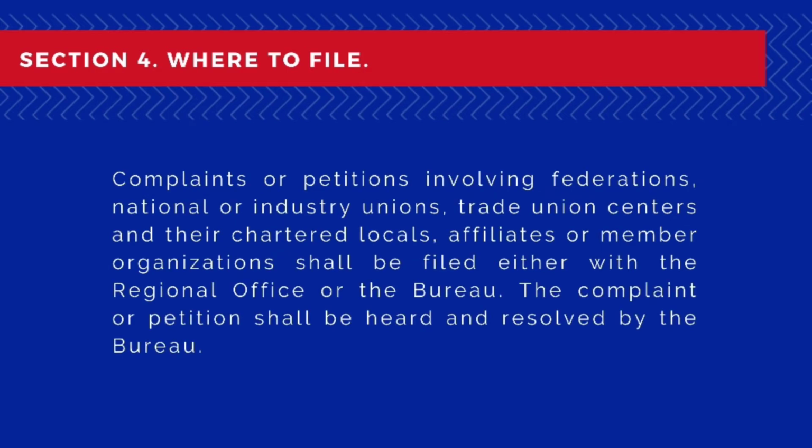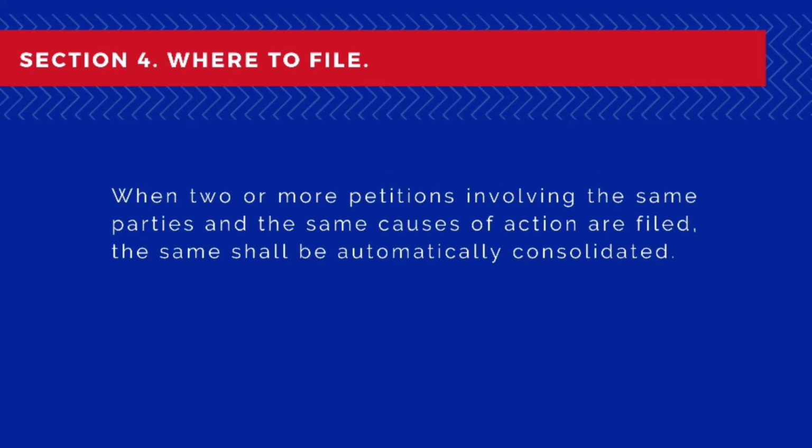Complaints or petitions involving federations, national or industry unions, trade union centers and their chartered locals, affiliates or member organizations shall be filed either with the regional office or the Bureau. The complaint or petition shall be heard and resolved by the Bureau. When two or more petitions involving the same parties and the same causes of action are filed, the same shall be automatically consolidated.